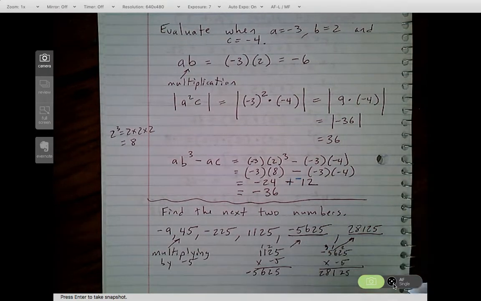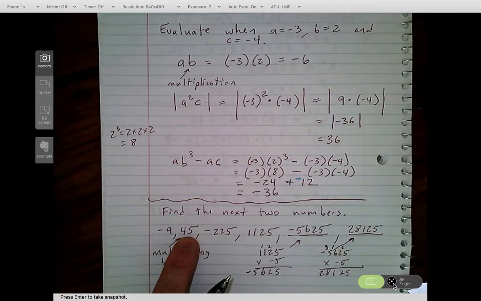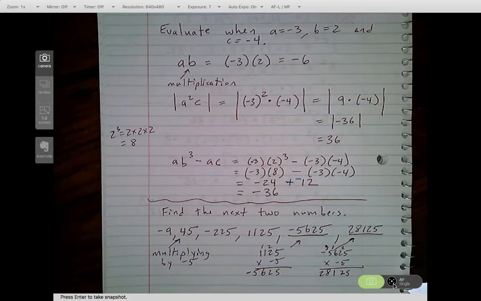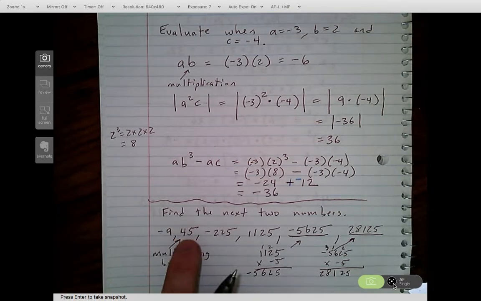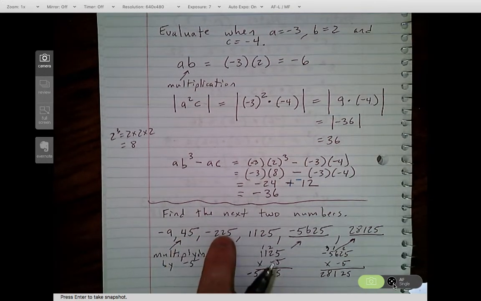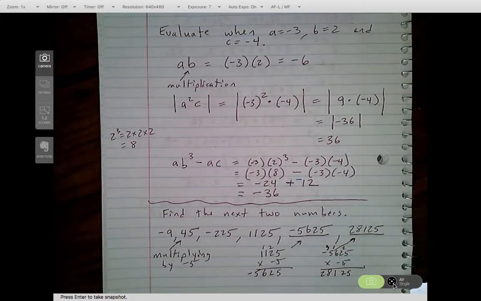Okay, so I know that's a little bit of work there. Just keep your signs straight. You'll also learn later on, if you take more math, this is called an alternating sequence because signs flip around. Negative, positive, negative, positive, negative, positive.